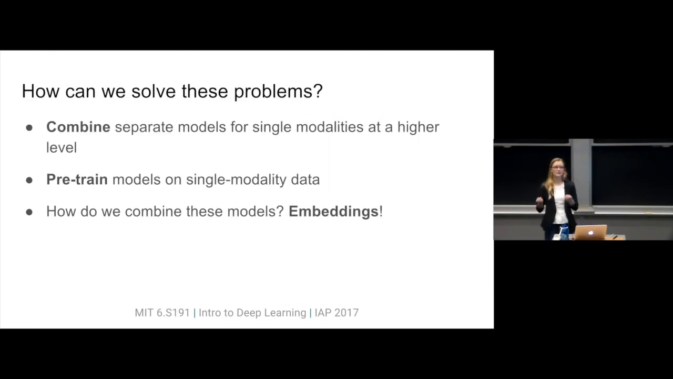There are some things that we can do in general to get around these problems and solve multimodal learning problems. The first general thing we want to do is combine separate models that are on single modalities at a higher, more abstract level. This allows us to pre-train different parts of the model on single modality data, which we might have in a lot more abundance. For example, we might have tons of images, but only some of them are tagged. The way we're going to combine these is using embeddings, which I'll explain a little bit.